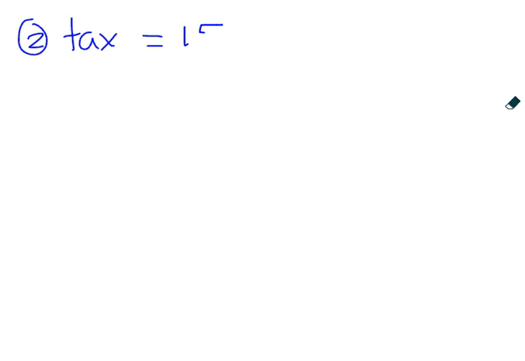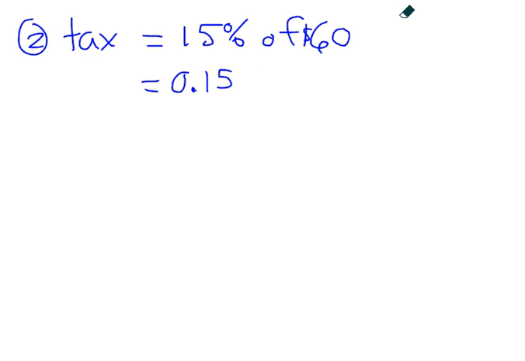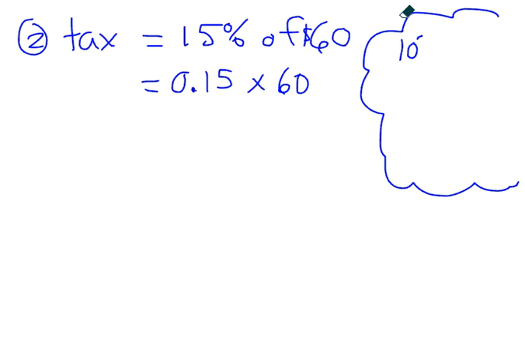The tax is equal to 15% of the price. Well, we know the price now. Our price is $60. So 15% of $60. How do we calculate that? 15% is 0.15 times 60. Now, let's try to do it here doing the same method. We know 10% of 60 is the same as 60 divided by 10. That's 6. That's easy. Can you find 5% of 60?